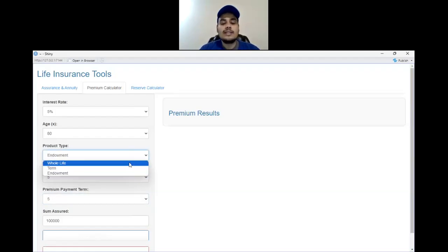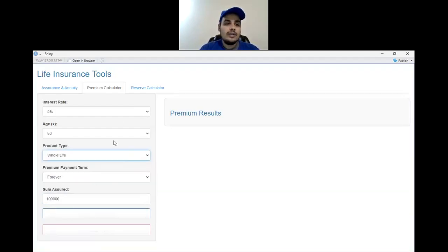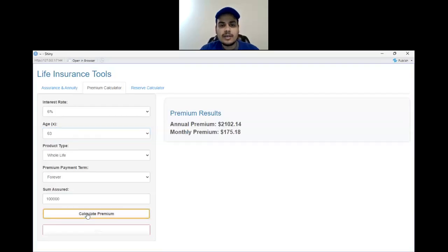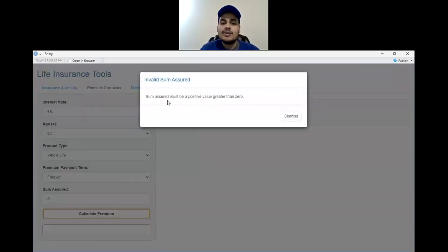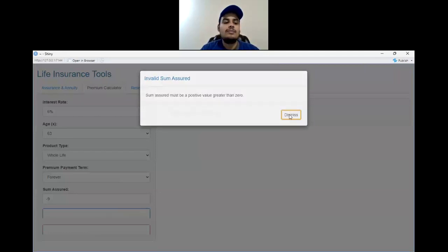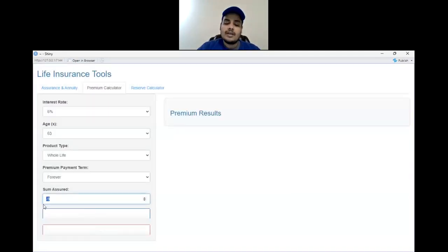Now to begin with a quick example, for the whole life, we took the interest rate to be 6%, age to be 63 years, sum assured to be 100,000, and premium payment term to be forever. So we get the annual premium and the monthly premium calculated. But if the user tries to input a negative number, an error comes up and it says sum assured must be positive, a value greater than 0. So it prevents manual entry errors.